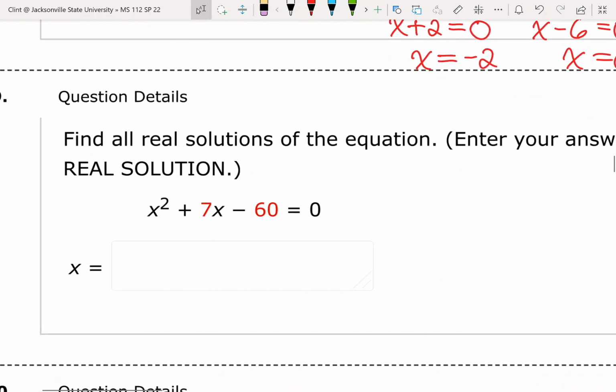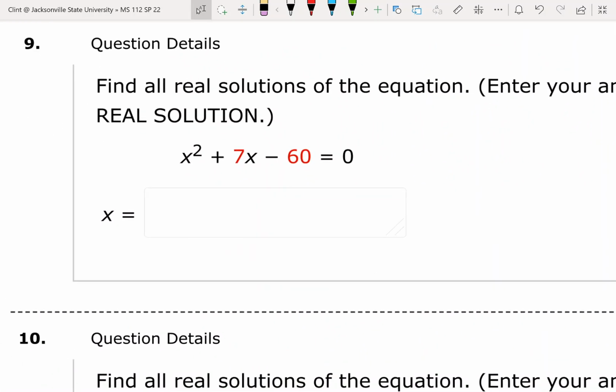Let's see. Number 9. Another quadratic. It just says find all real solutions. So if we get complex stuff, we don't have to worry about that. We just want real numbers here.